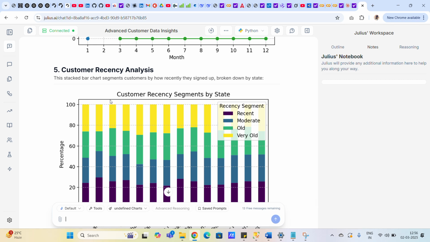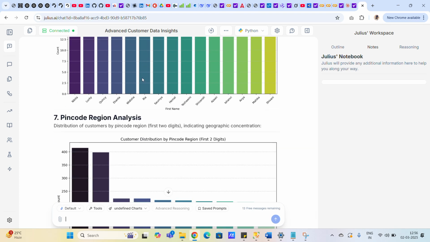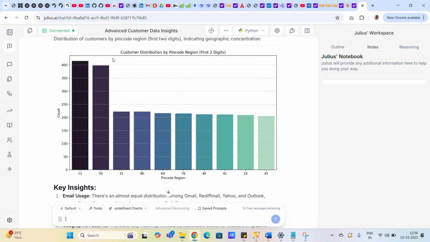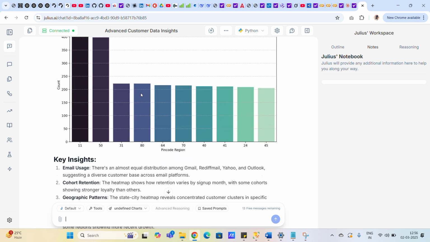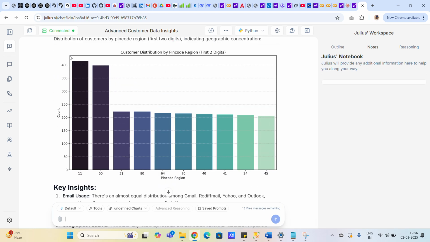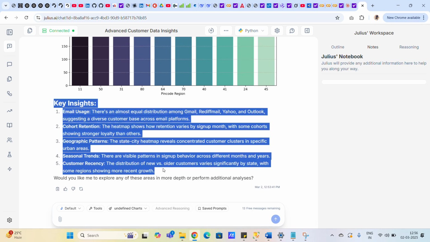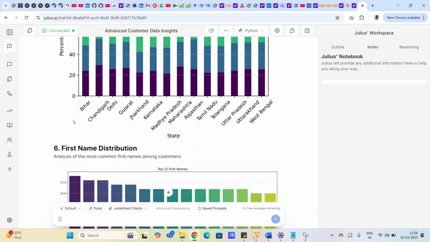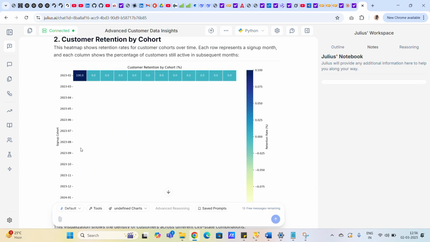Then we have first name distribution analysis of the most common first names. This is a pin code distribution of customer pin codes indicating geography. So 11 is the most common two-digit pin code which we have got from the customers, right? Then there is a key insight which they have shown. So you can explore this tool. It is very helpful whenever you want to do some data analysis.